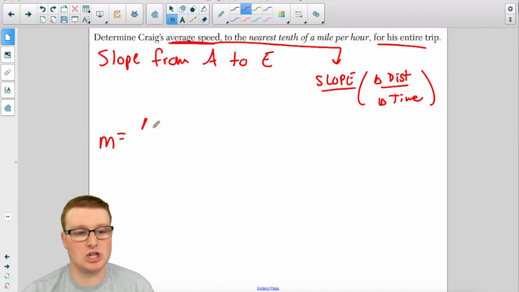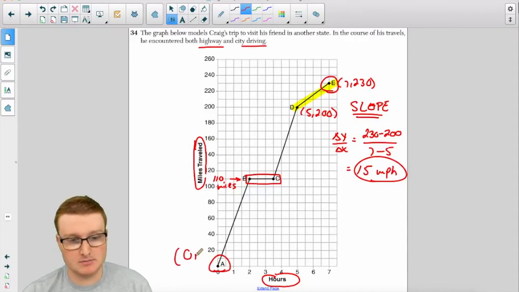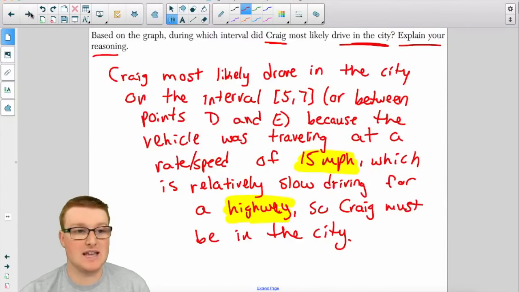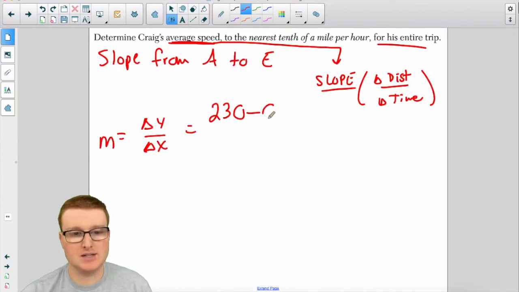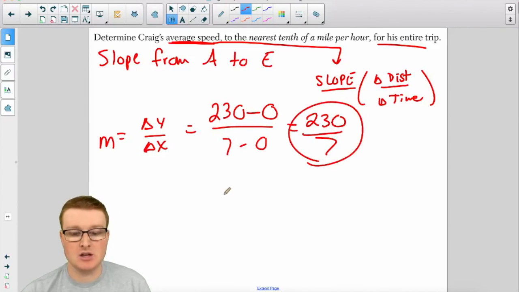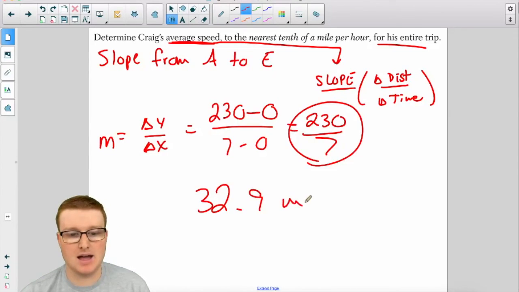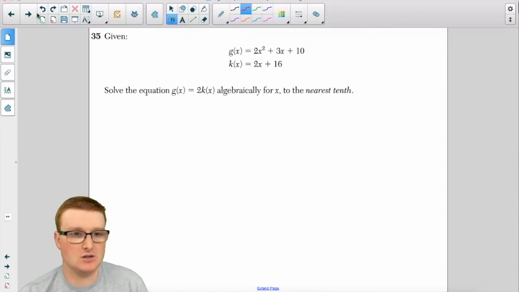The slope, which is the change in y over the change in x, is going to be this. This point is 0, 0. And I said before that this point is the point 7, 230. So we have 230 minus 0 over 7 minus 0. That's going to be 230 over 7. When you plug this into your calculator, you get 32.9 miles per hour. That is the average speed that he was driving over the course of his trip. All right, that's how you do question number 34.